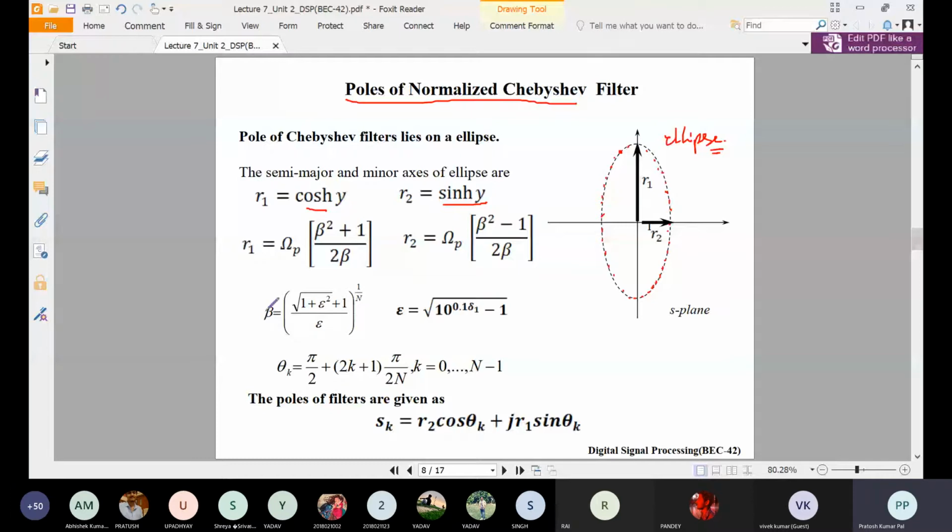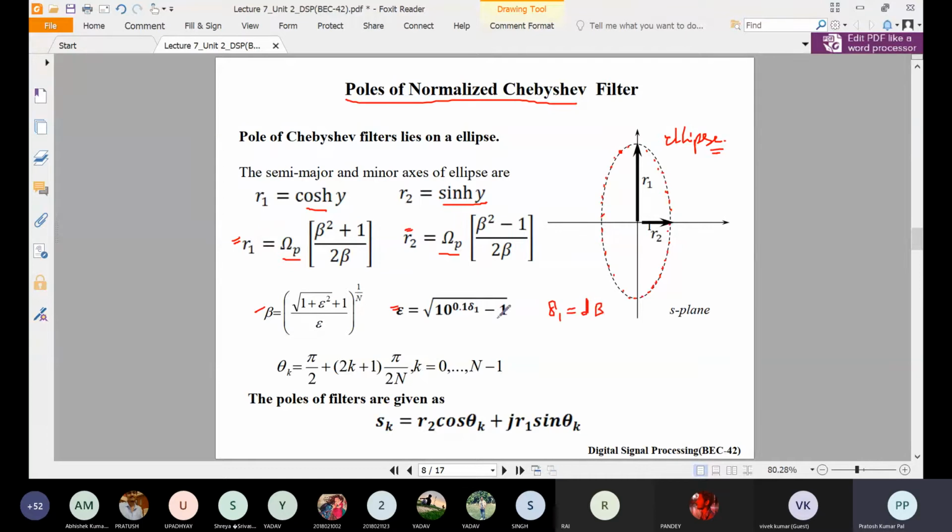With respect to that, we will be finding out beta, and this beta will be used to find out the R1 and R2 value along with the analog frequency, that is the passband frequency. Whatever passband frequencies are there, we can find this value that will be equals to cos hyperbolic y and sin hyperbolic y. And this epsilon value in that formula, the same formula will be there for epsilon calculation, but this formula is when delta 1 is given in dB.